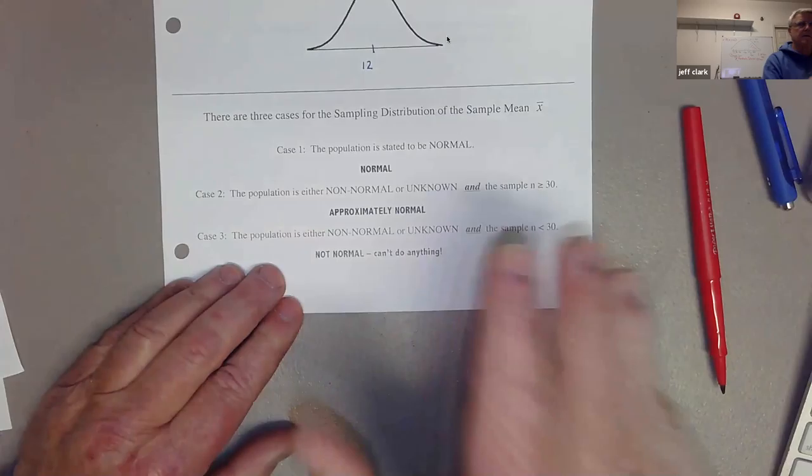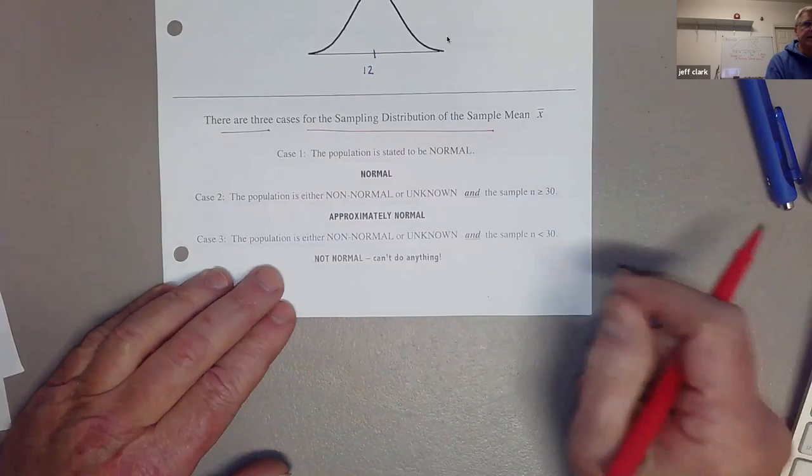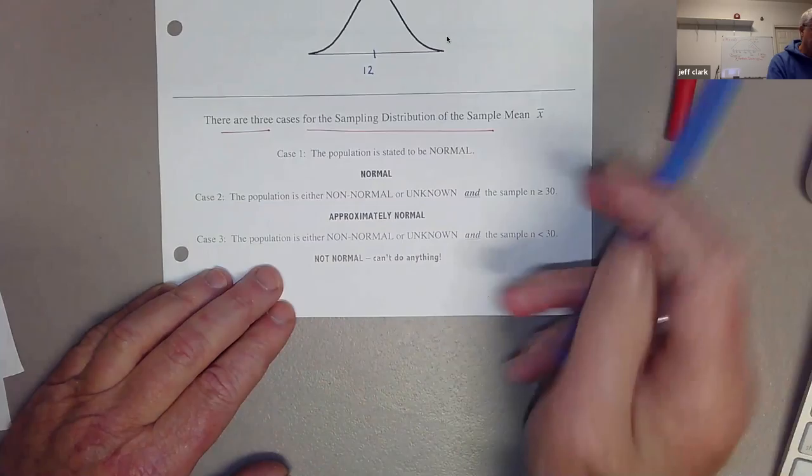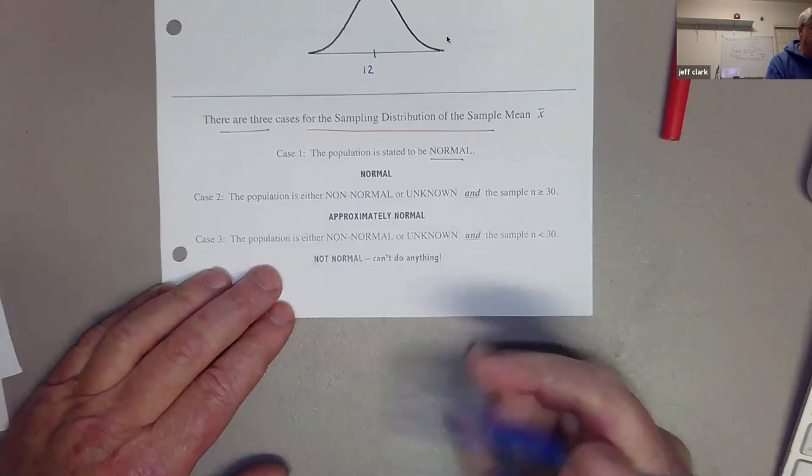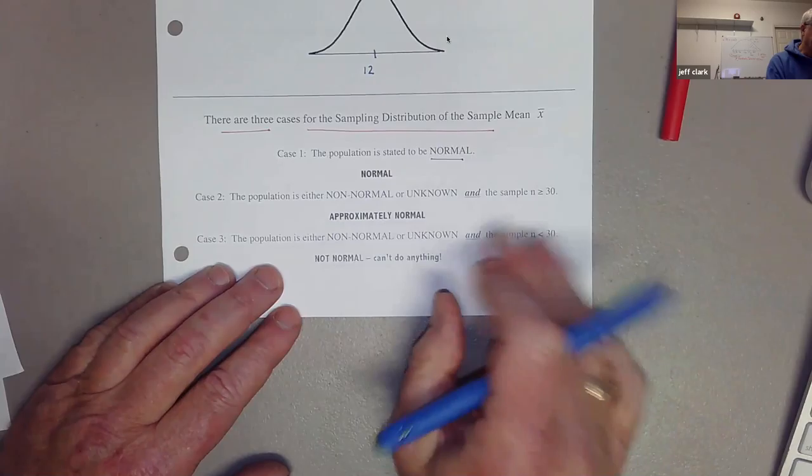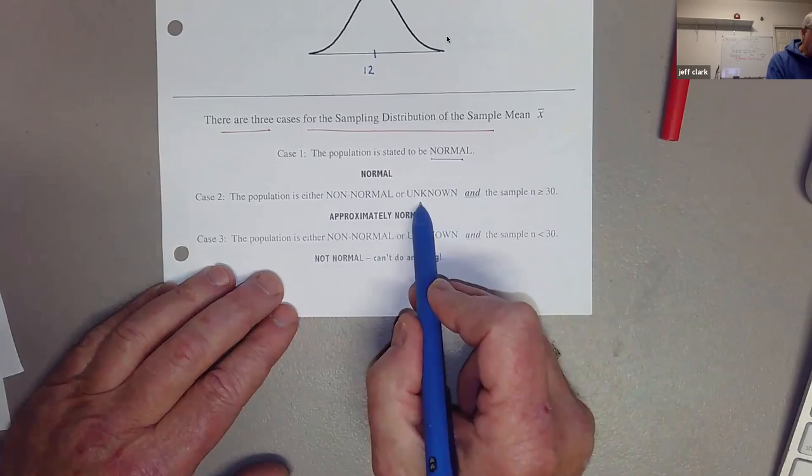There are three cases, so this is going to be important for you, three cases to see if you've got something you can work with as what's called normal. If the original problem says normal, thumbs up, yep, we get to go for it. If it doesn't say normal, then you have to say, well, I wonder if we can still go. If it doesn't say normal, you just don't know. It's all about the sample size.